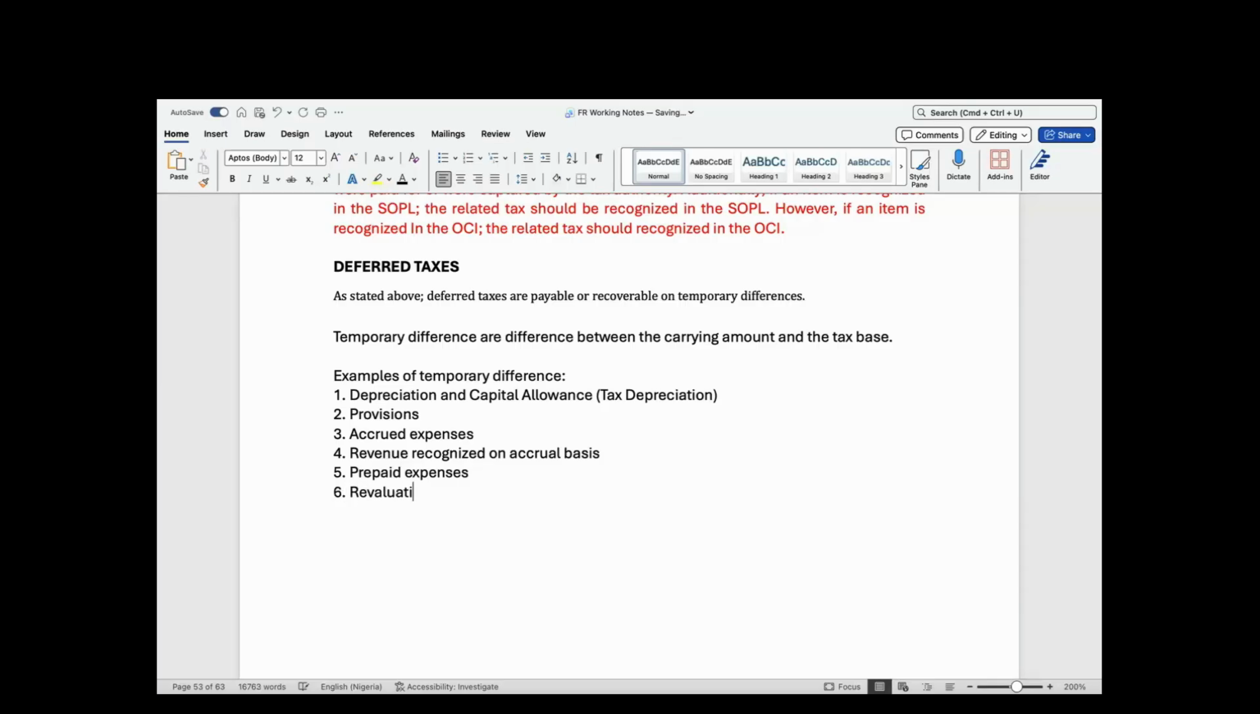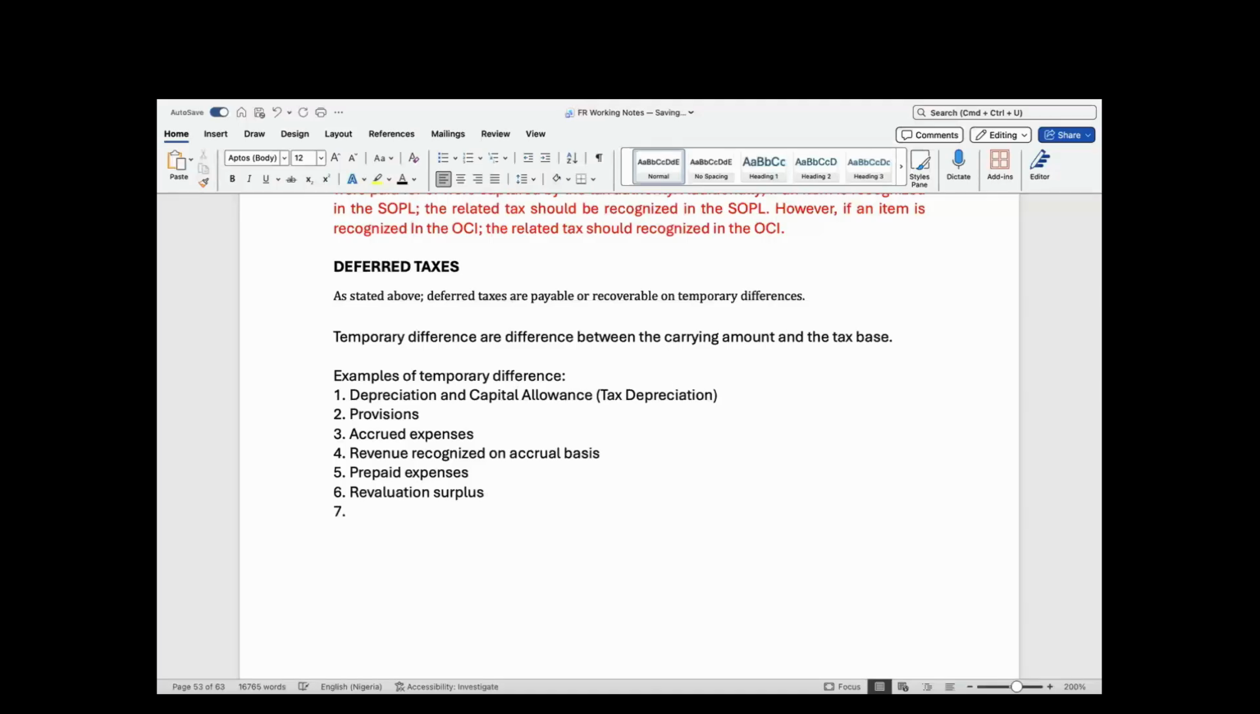Another one is revaluation surplus. When you have a revaluation surplus, where you revalued upward, the taxman will not allow it. The taxman will ask, where is the gain? Where is the money you made? Have you sold the assets? They will not tax it. So when you eventually sell the asset and make money, then it will be taxed. So there is a temporary differential between the two of you.